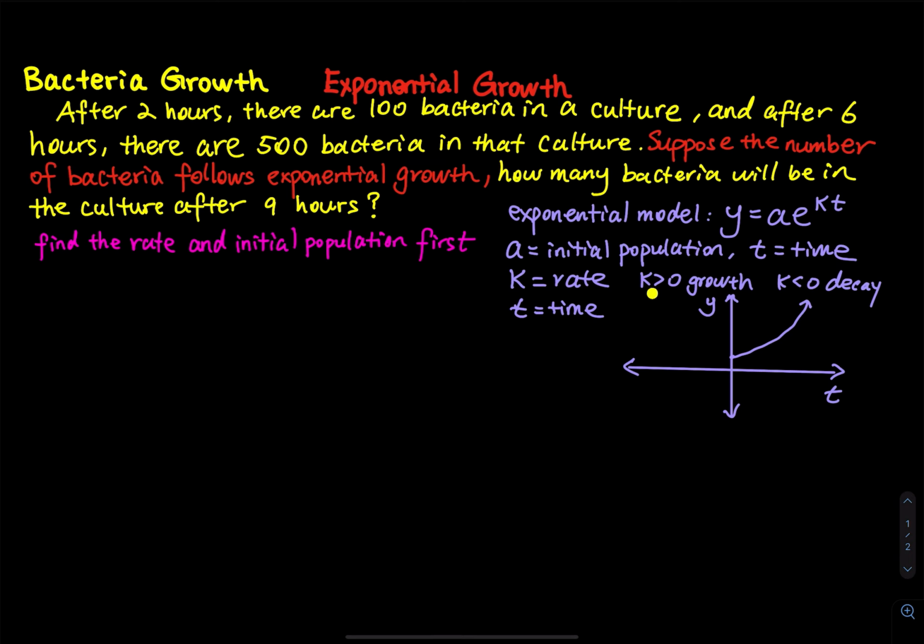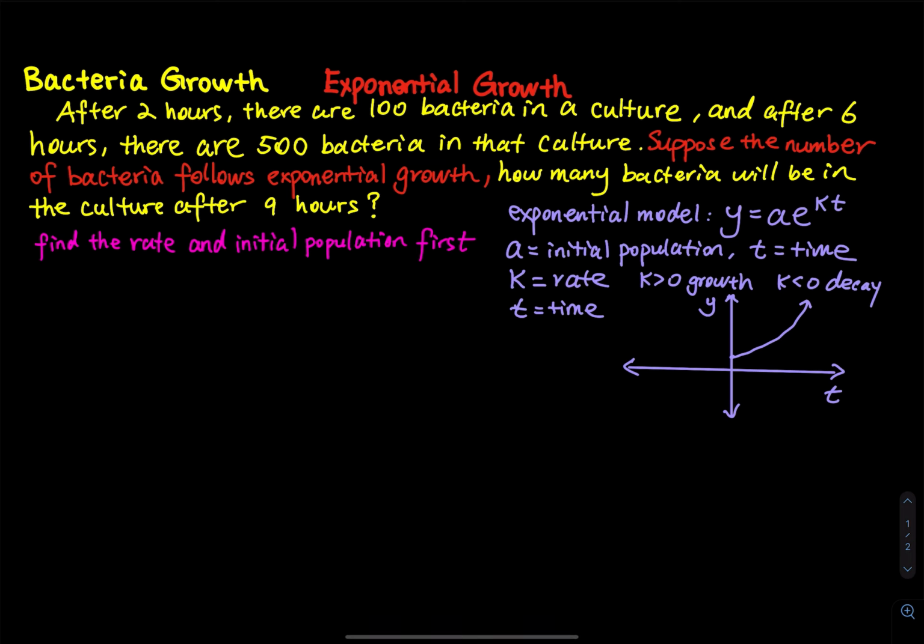When k is positive, there is exponential growth. When k is negative, there is exponential decay. You cannot have k equals 0, because once k equals 0, e to the 0 is just equal to 1, so the exponential term is gone. And t is equal to time, and then the graph of the exponential model looks like that.